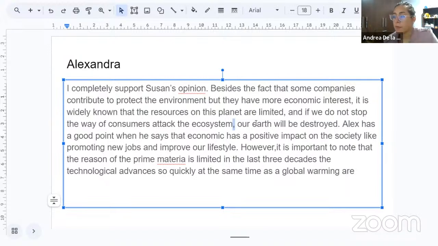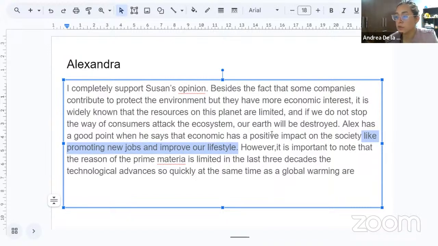What could I say? When you're summarizing student B's response, what you're saying is good. Alex has a good point when he says that the economic growth has a positive impact on society. Try not to give details. Summarize it as much as you can. So these were examples from Alex's response, right? Promoting new jobs, improving our lifestyles. So when you guys are summarizing both Susan's and Alex's main reasons, do not include the details, only summarize the big ideas.